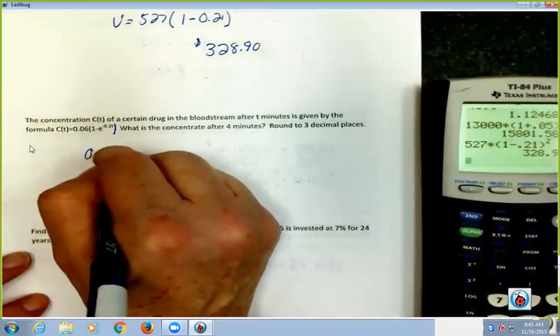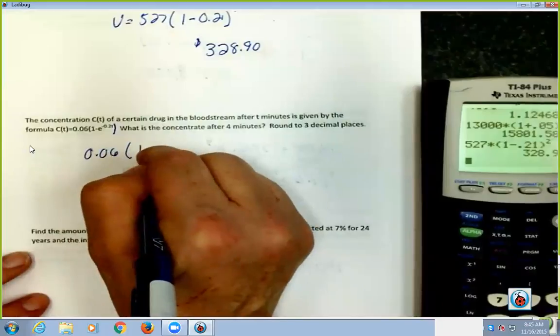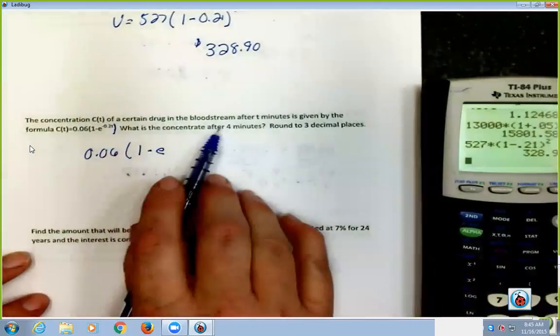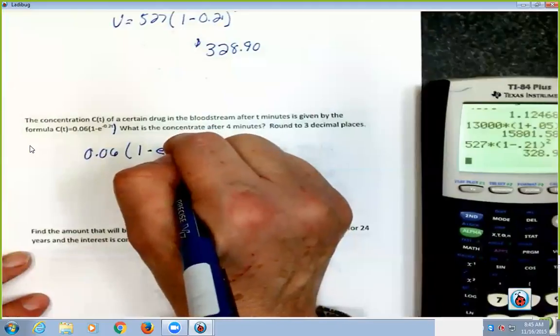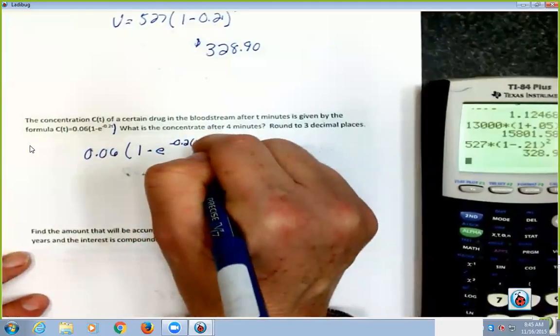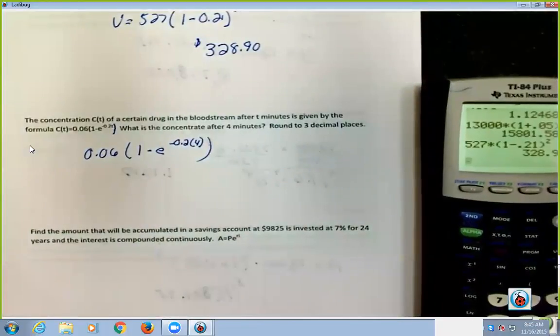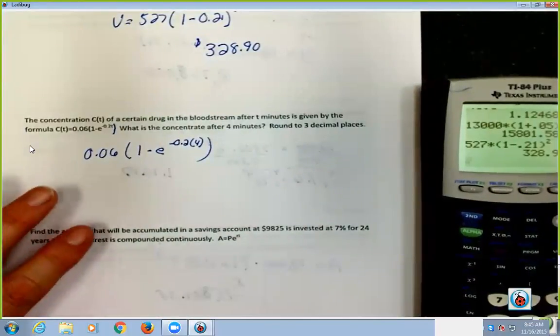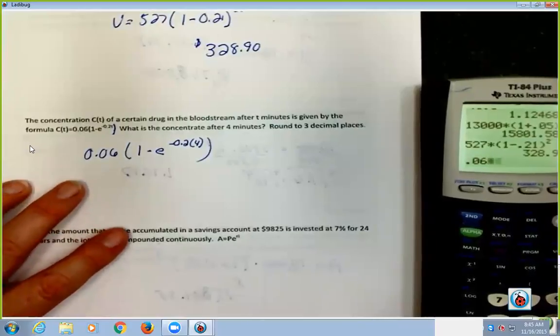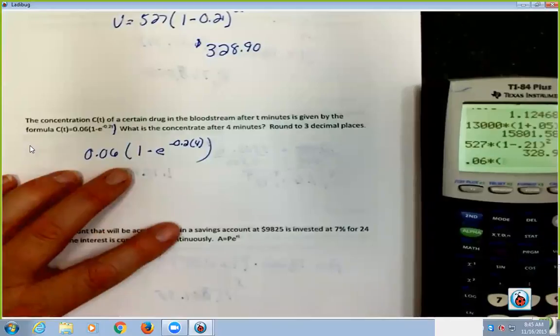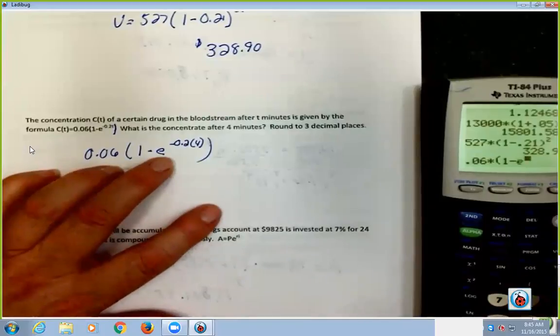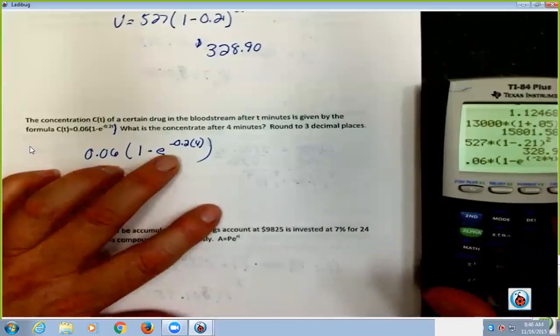So we have 0.06 times 1 minus e to the negative 0.2 times 4. So let's see what we get. So 0.06 times parenthesis 1 minus e, second, the ln key to get it in there, parenthesis negative 0.2 times 4, parenthesis, whoops, I gotta go back here and get it down first.